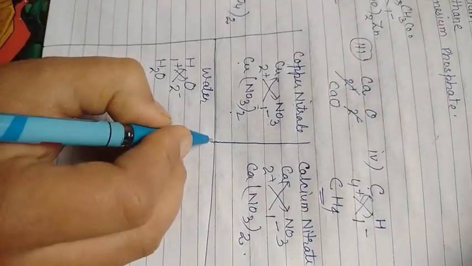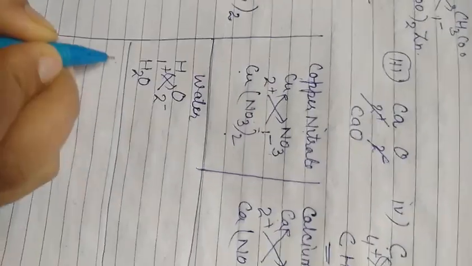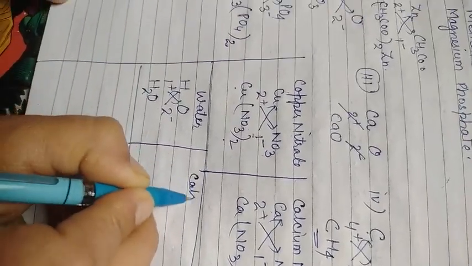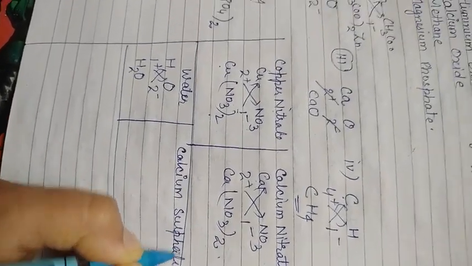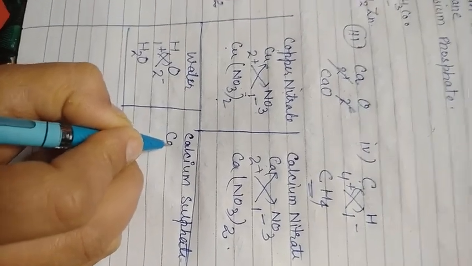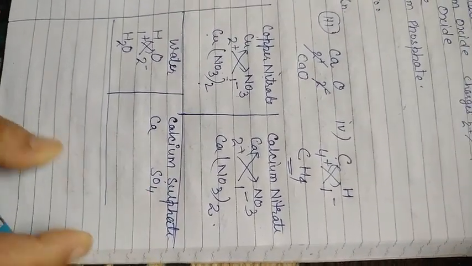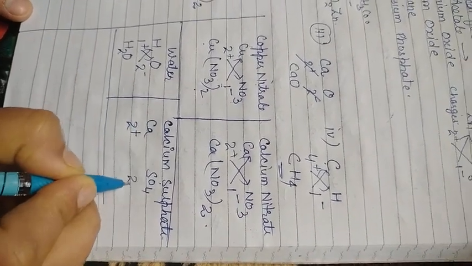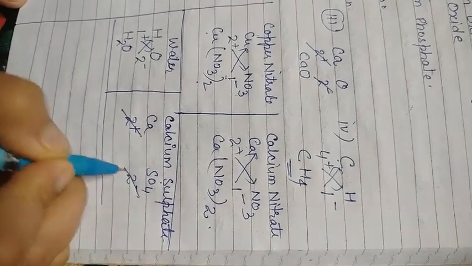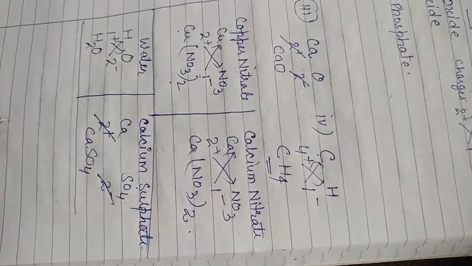Okay. Now let's write the formula of calcium sulfate. The symbol of calcium is Ca, and sulfate is the SO4 group. Calcium carries 2 plus charge and sulfate carries 2 negative charge. Both will cancel out and the formula will become CaSO4.